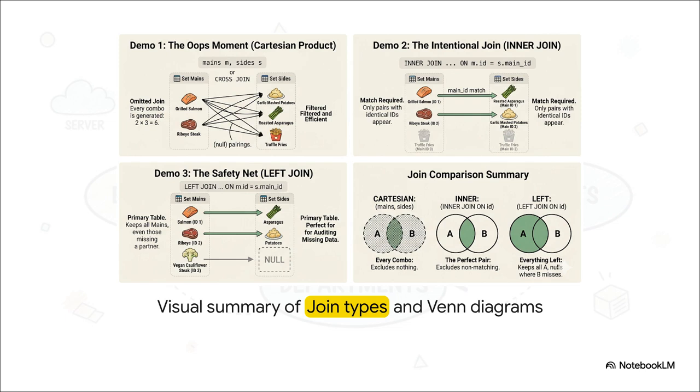Then you have the inner join insisting on identical IDs for the salmon and ribeye. And then you have our left join safety net keeping that cauliflower steak perfectly visible. If you think about these as Venn diagrams, the Cartesian takes everything in both circles, the inner takes only that overlapping center, and the left takes the entire first circle plus the overlap.